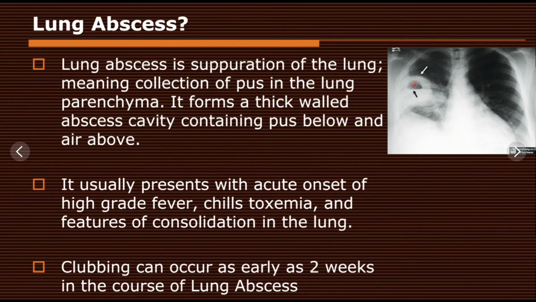Lung abscess is suppuration of the lung, meaning collection of pus in the lung parenchyma. It forms a thick-walled abscess cavity containing pus below and air above. Here we can see this is the air part and this lower part is fluid, this is pus. It usually presents with acute onset of high-grade fever, chills, toxemia, and features of consolidation in the lungs. Clubbing can occur as early as 2 weeks in the course of lung abscess.